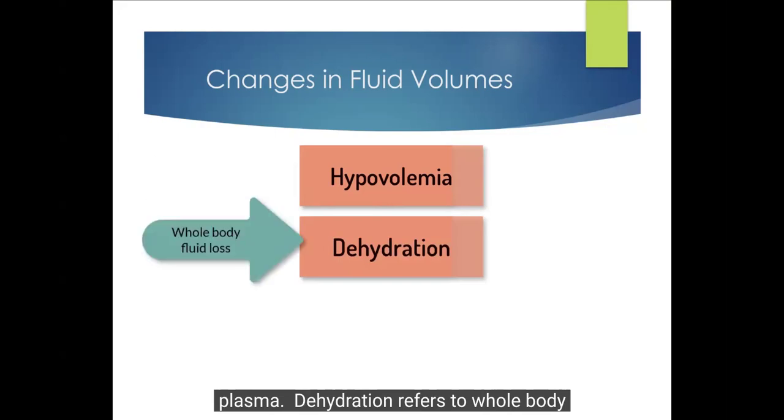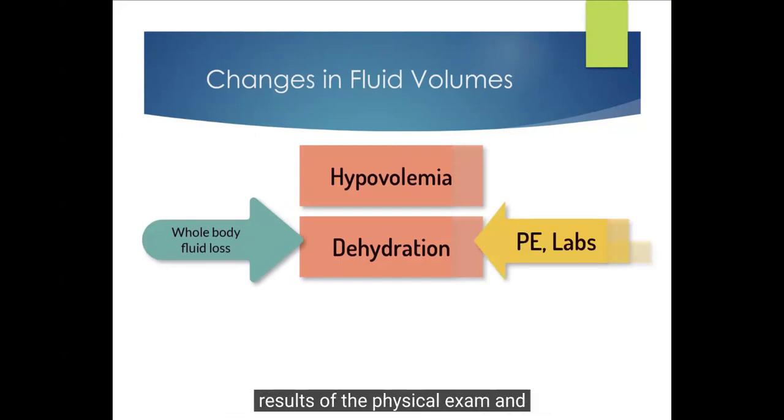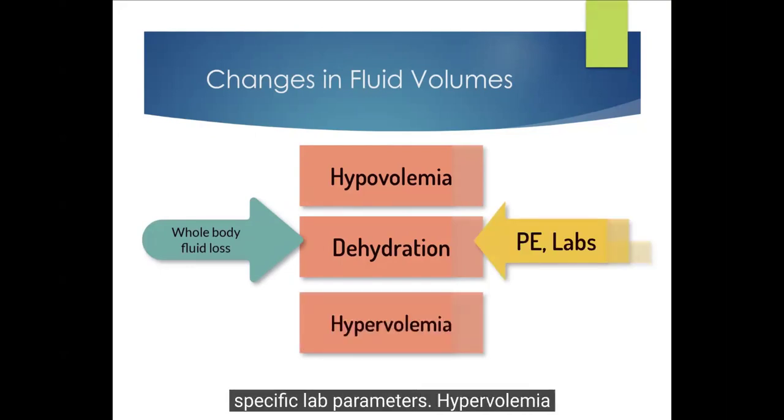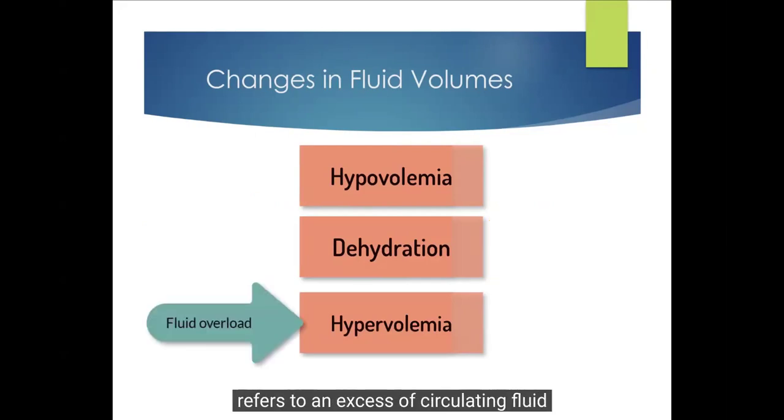Dehydration refers to whole body fluid loss and will be assessed based on results of the physical exam and specific lab parameters. Hypervolemia refers to an excess of circulating fluid volume, such as occurs with iatrogenic fluid overload, or us giving a patient too high of a rate of fluids, or something like heart disease where the body is not able to efficiently deal with the normal body fluids.